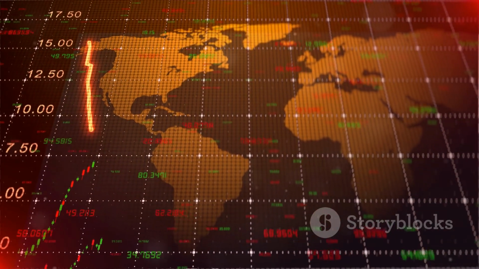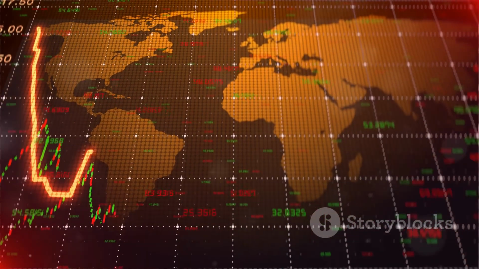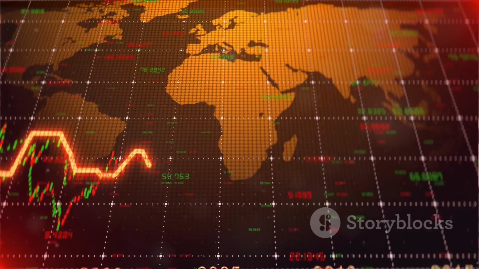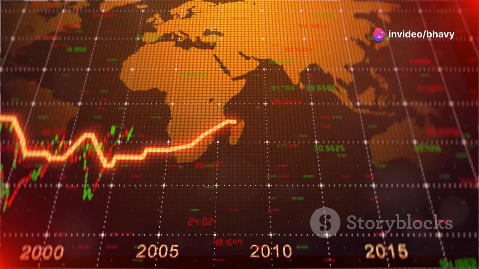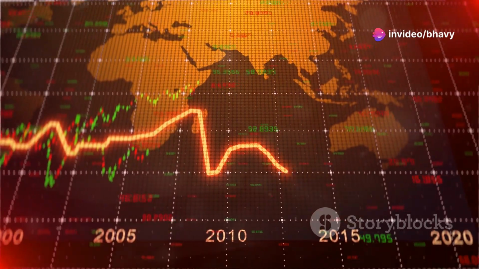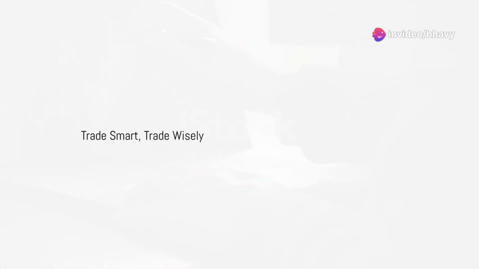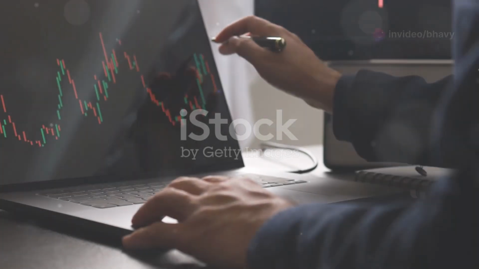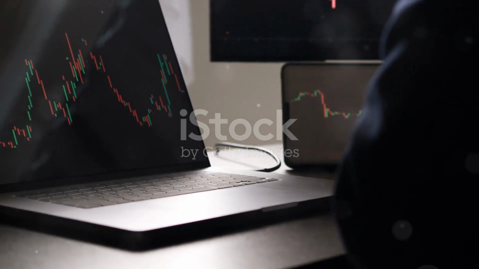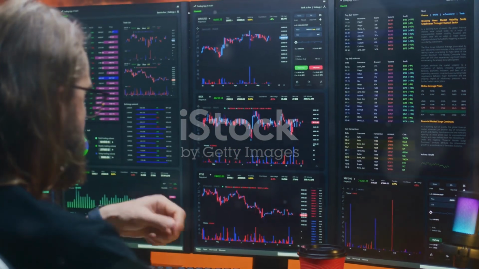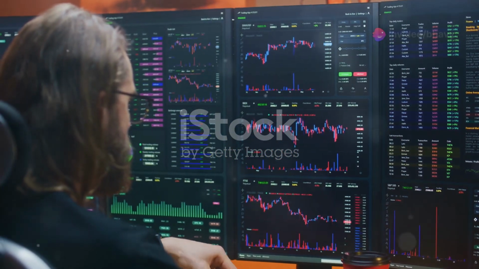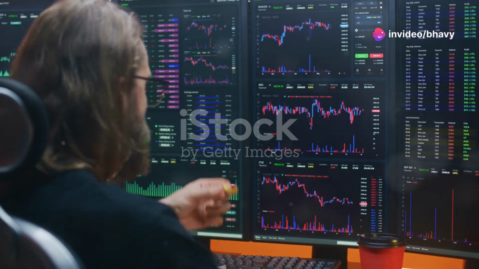Their ability to provide a glimpse into the collective psychology of the markets ensures their continued relevance in an increasingly complex and interconnected trading landscape. Section 11. A final word: trade smart, trade wisely. In conclusion, candlestick patterns are a powerful tool for any trader seeking to navigate the complexities of the financial markets.